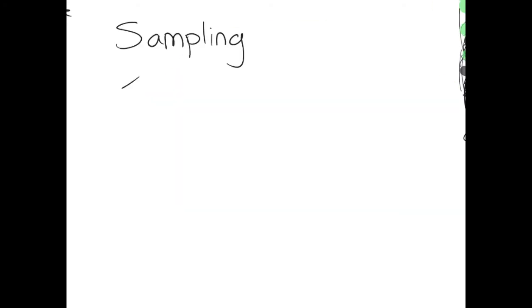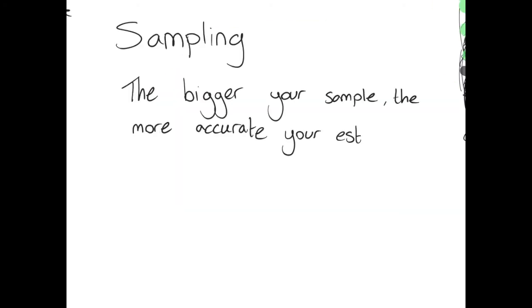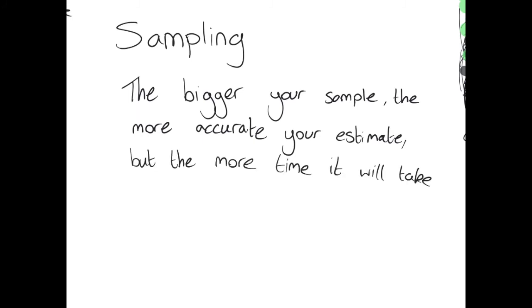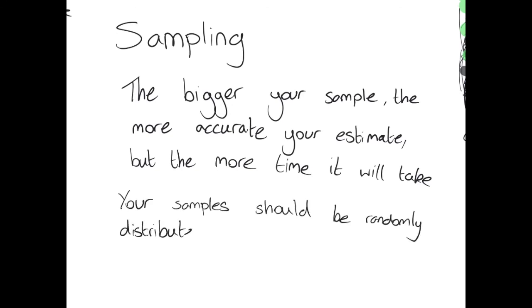Therefore, to sum up, the bigger your sample, the more accurate your estimate for your total population, but the more time it will take to conduct. You will always be balancing time with accuracy. Also, your samples should be randomly distributed to avoid bias and make sure your estimate is more reliable.